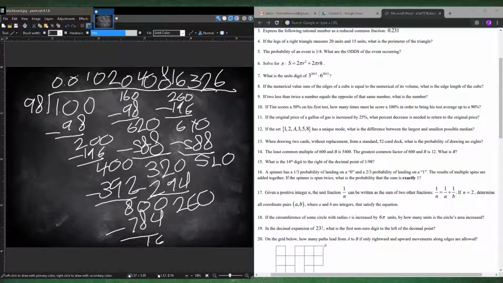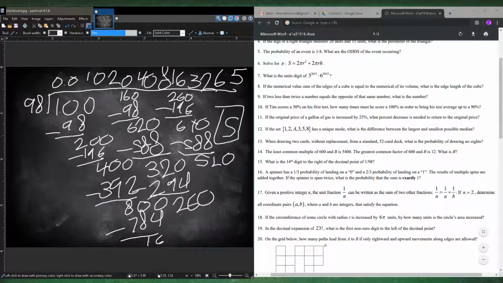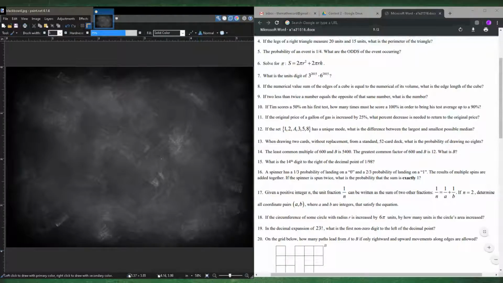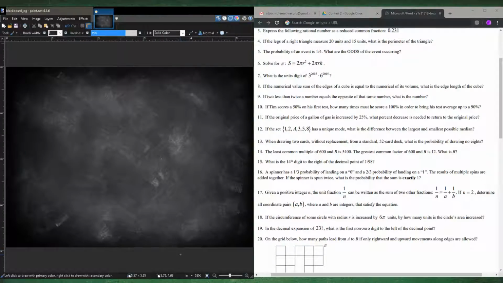So 520, so yeah, 1, 2, 3, 4, 5, 6, 7, 8, 9, 10, 11, 12, 13. So 520 divided by 98, the highest number is 5, so the 14th digit is 5. Okay, just pretty tedious, but at least it didn't ask for like the 100th digit, so that's good.